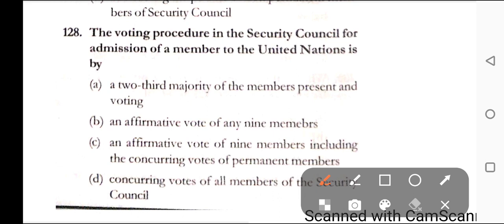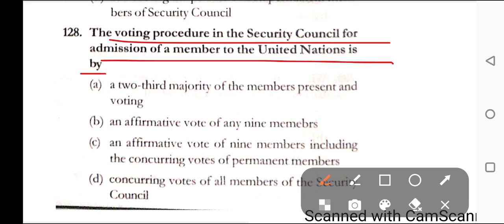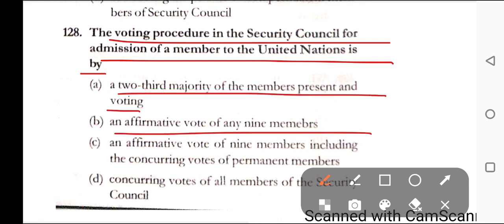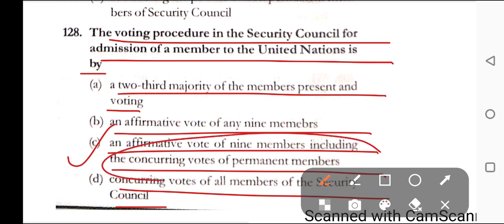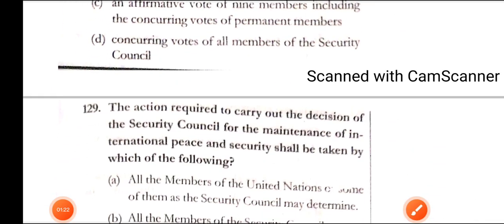Question number 128. The voting procedure in the Security Council for admission of a member to the United Nations is by option A, a two-third majority of the members present and voting, option B, an affirmative vote of any 9 members, option C, an affirmative vote of 9 members including the concurring votes of permanent members, or option D, concurring votes of all members of the Security Council. Here the correct answer is option C, that is an affirmative vote of 9 members including the concurring votes of permanent members.